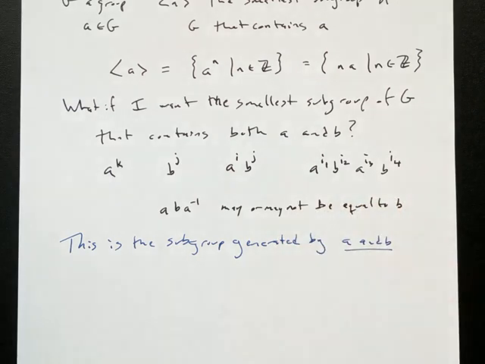I need B to the negative I4, then A to the negative I3, B to the negative I2, A. So I can do all the inverses. The subgroup establishes all four of my properties. It could be that this is the whole group, but I don't know yet.